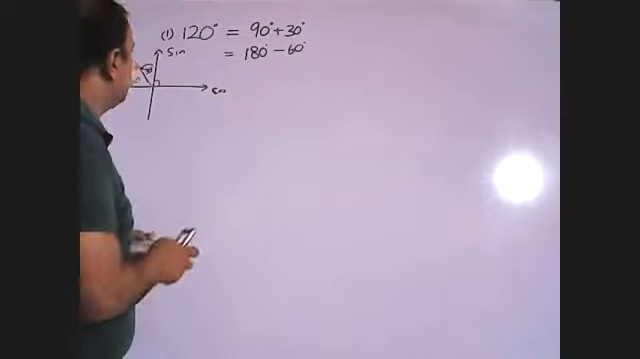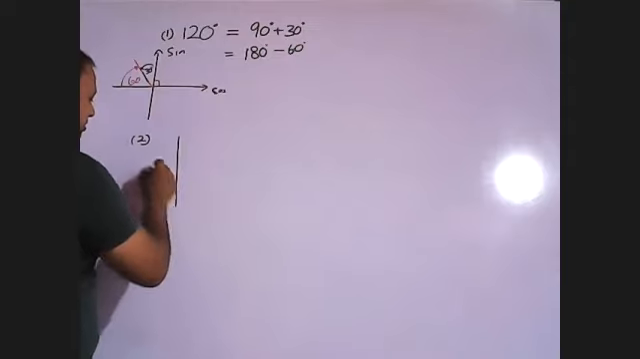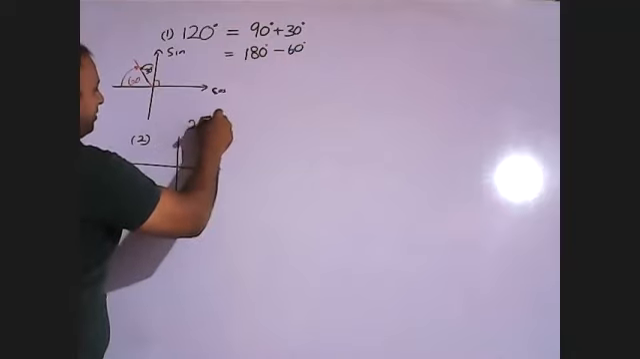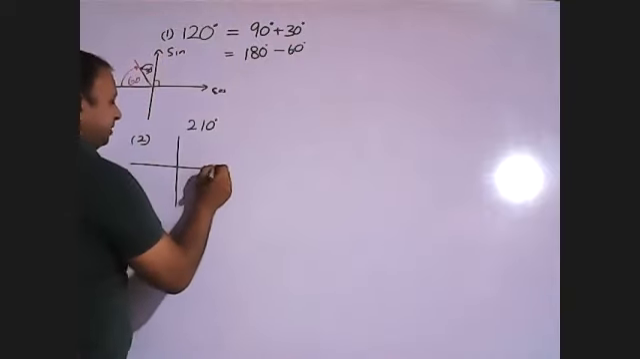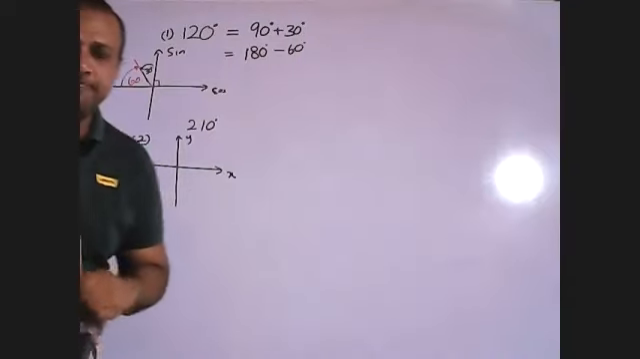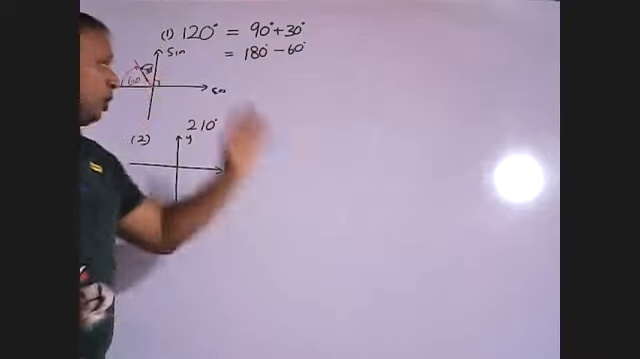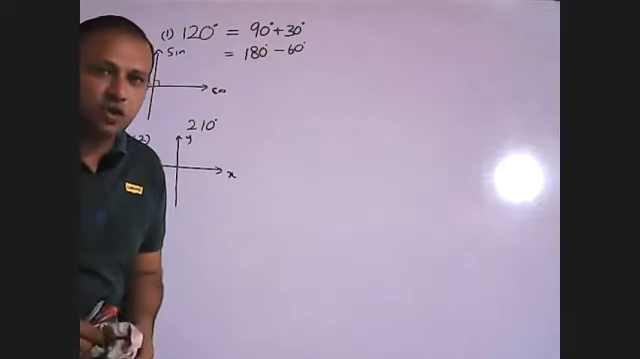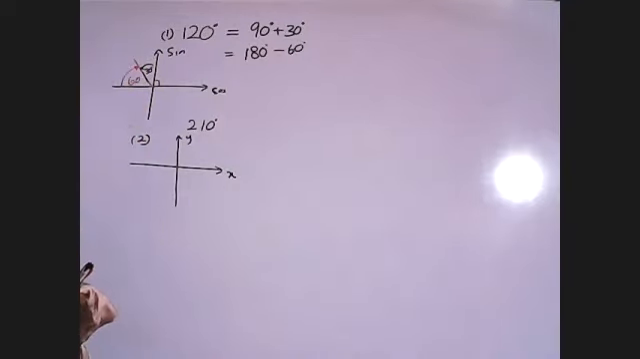Okay. Let's do another example. 210. How to represent 210? Tell me quickly. You have to represent 210 using an acute angle and integral multiplication of 90. So how to do that? How to represent 210? Tell me quickly.